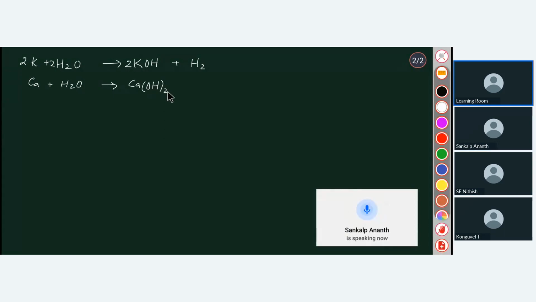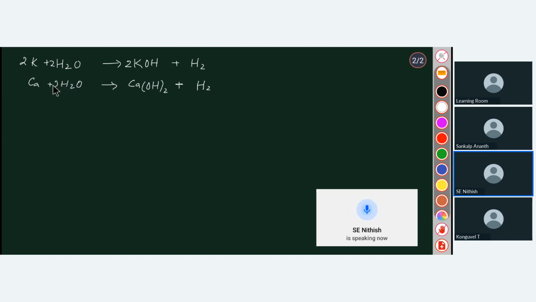CaOH plus H2. It will be CaOH twice because calcium valence is 2. So then it gives H2. Can you balance this? It is not balanced yet. 2H2, there are two. 2H2, exactly.